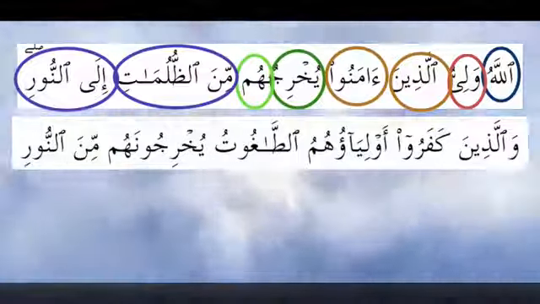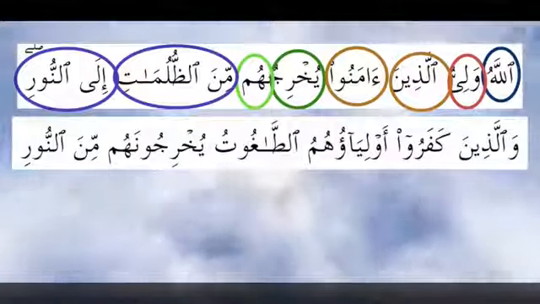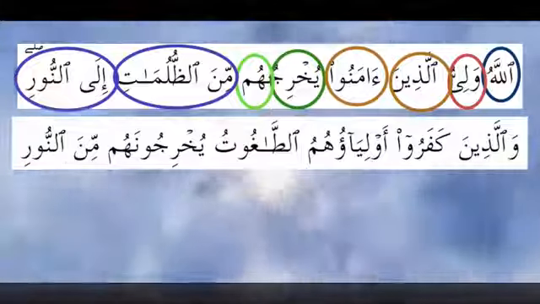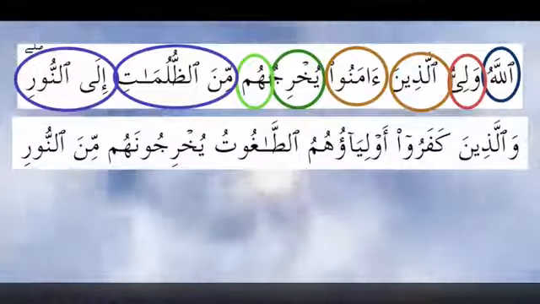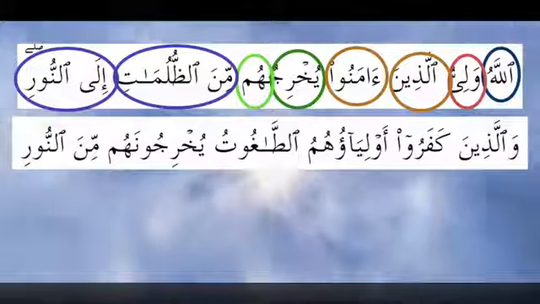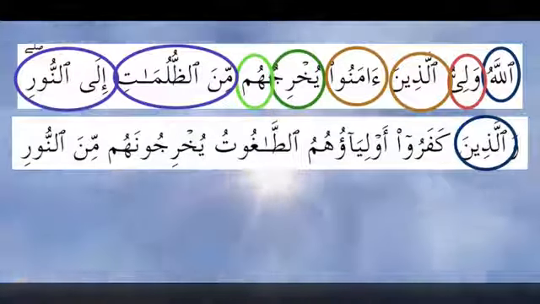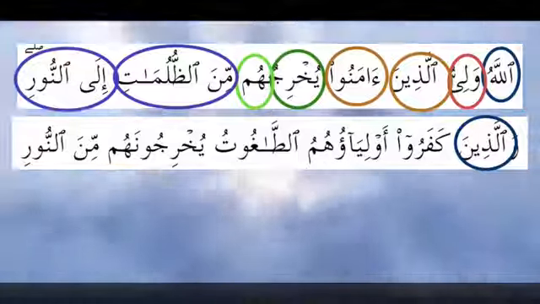Wallazina kafaru awliya'uhum at-taghut yukhrijunahum minan nuri ila zulumat. So if you see again, wow is used to begin a new sentence here. So allazina, what we have here is the beginning of a sentence. It's a mubtada. Okay, jumlatul ismiya.